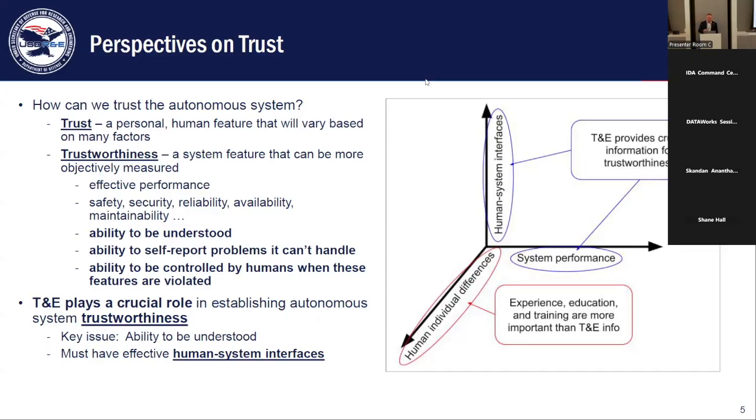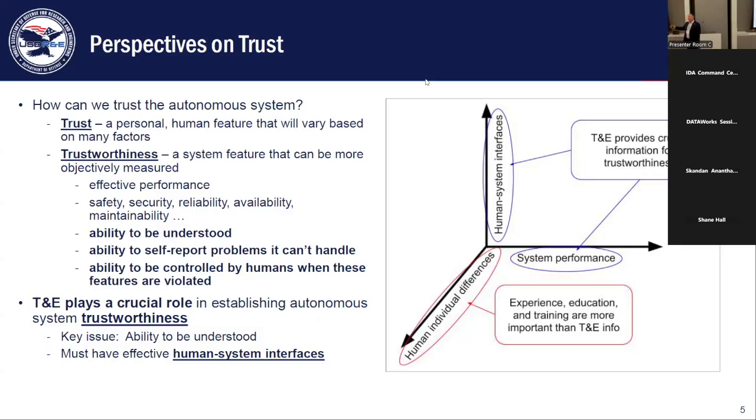And in my mind, at least, human system interfaces are key here. I've got a three-dimensional axis on trust. System performance is a huge axis, which T&E is going to address. Human individual differences, probably T&E is not going to address. That needs to be addressed by commanders, picking the right people to drive this thing or be responsible for it, and making sure they're trained and educated appropriately.